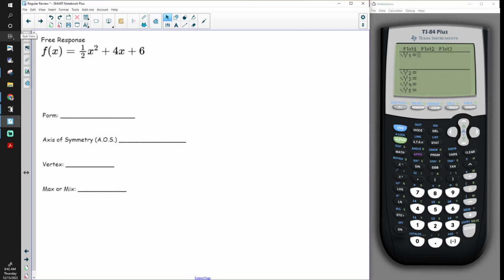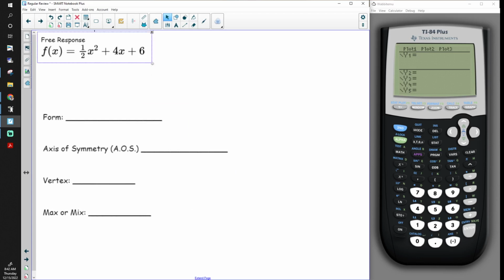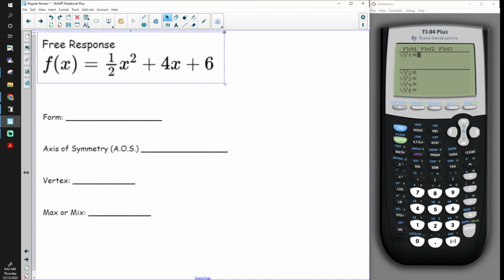Okay, this is what your free response is going to look like. I can even make it a little bigger for you guys. On the free response, you need to be able to do 4 things. You have to be able to write down the name of the form it's in, either standard, intercept, or vertex. You need to be able to find the axis of symmetry and the vertex, which is what we just did in our calculator. And then you're going to use the graph to figure out if it's a max or a min. I know it says mix, it's supposed to say min. Typo, my fault.